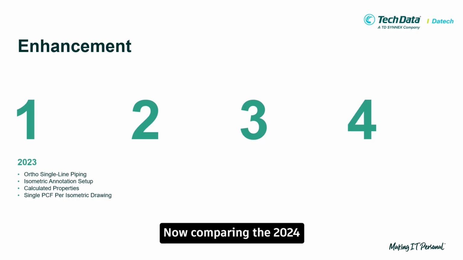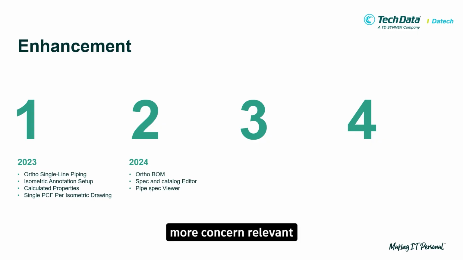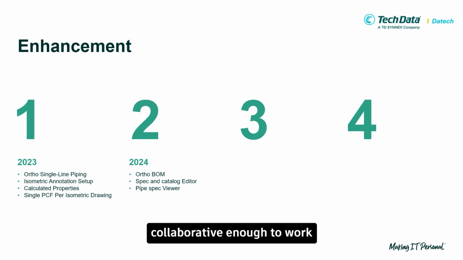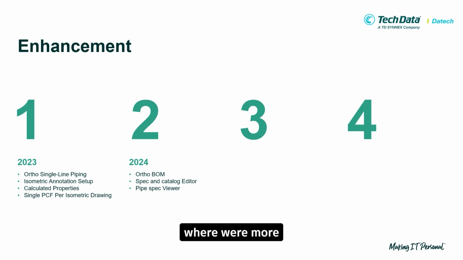Now comparing the 2024 version, there were more concerns relevant to the project setup. So this version launched with many efficient features for the project setup. A new option was trialed for annotating values, specific to projects, and collaborating workflows improve performance stability when working on larger projects. It also helped multiple files and folders to be collaborative enough to work with multiple user interfaces, where every designer could work effectively in collaboration within the project.